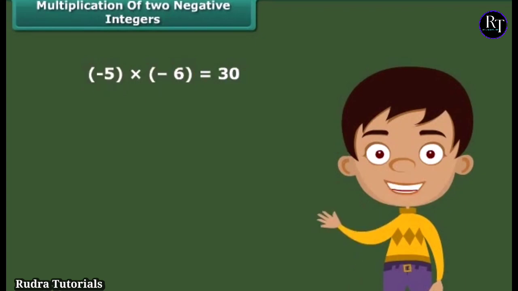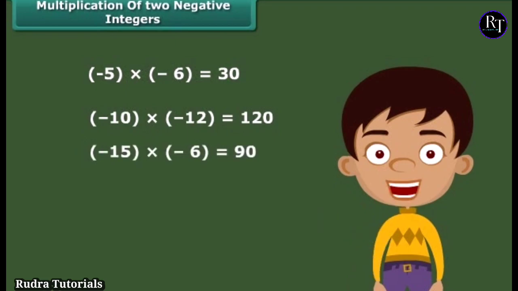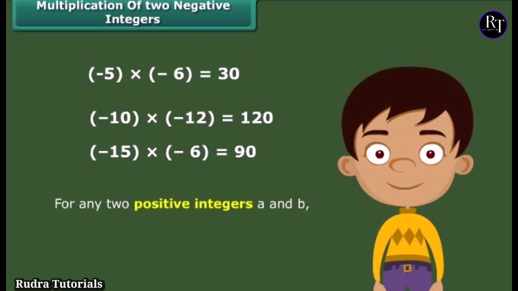The product of two negative integers is a positive integer. We multiply the two negative integers as whole numbers. In general, for any two positive integers a and b, -a into -b is equal to a into b.